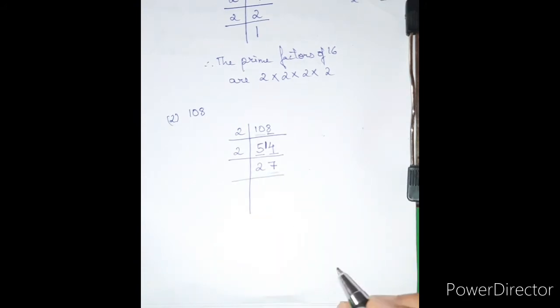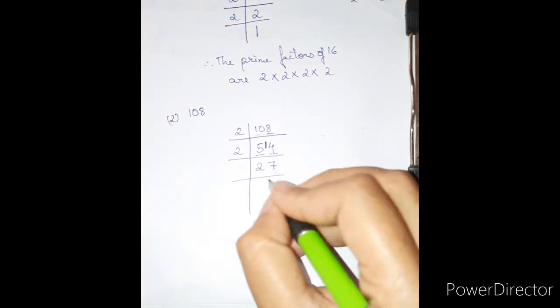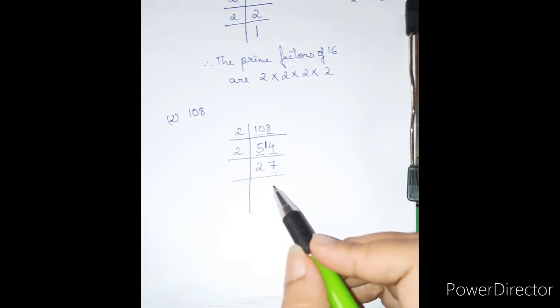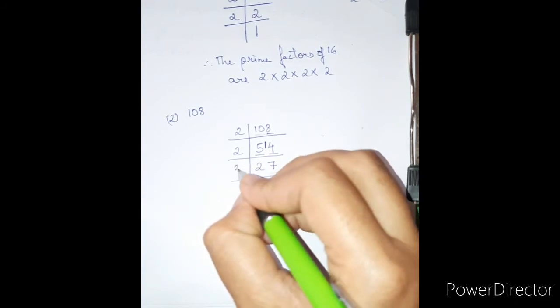So let's draw a line. Which prime number can I take? I cannot take 2 now because the table of 2 has all even numbers as its multiples. So let's go to the next prime number, that is 3. Before writing 3, I have to check whether 27 is there in the table of 3. Yes, it's there. How many times?